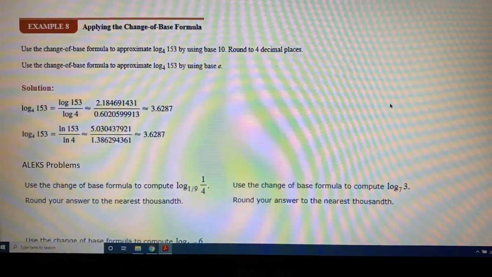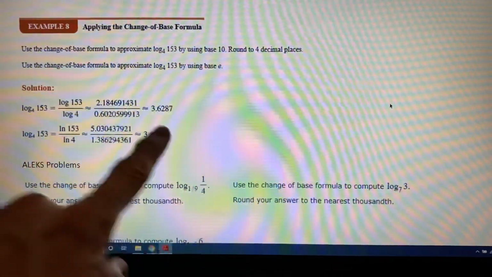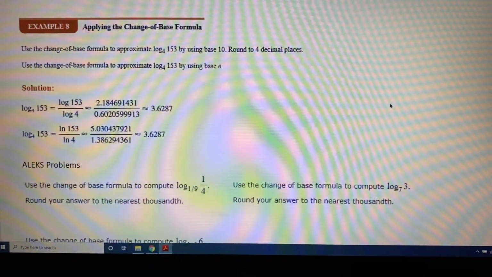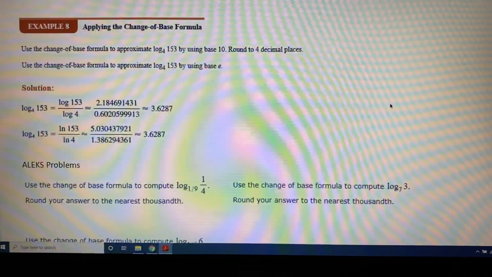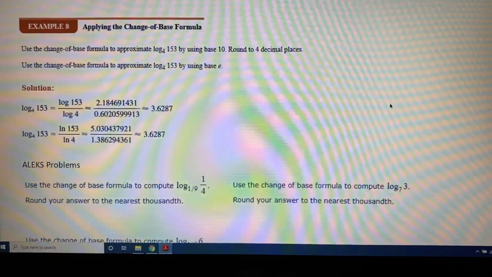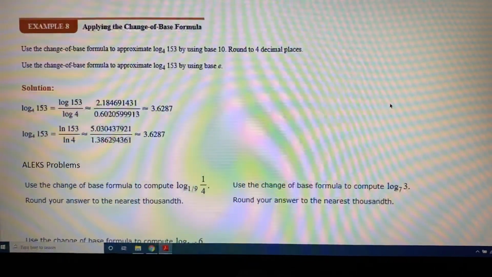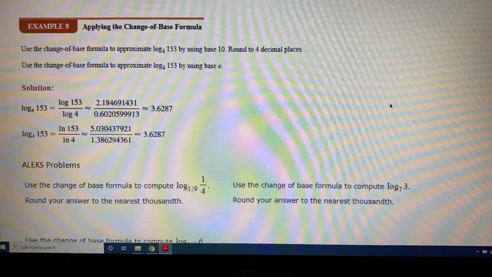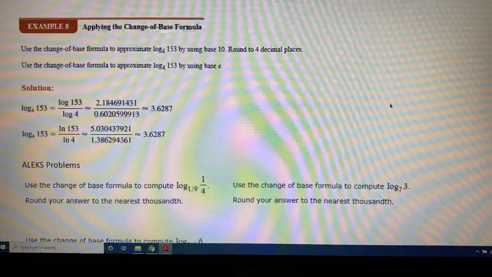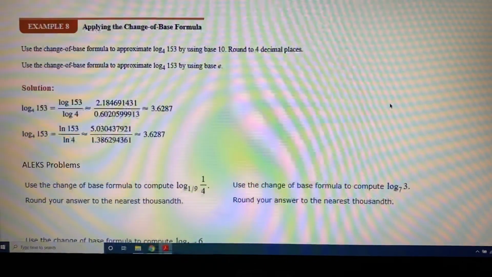Now I'd like you to notice something. We get the same answer whether we use base 10 or base e. And that's because the change of base formula works for every base that you could possibly pick. You can rewrite using base 2. You can rewrite using base 3. You can rewrite using base pi. You can rewrite using base e or base 10 or base 7 or 100. As long as it is not 1 and greater than 0, it's a base you can use, and you'll always get the same answer. But we limit ourselves to 10 and e because those are the only buttons on our calculators.